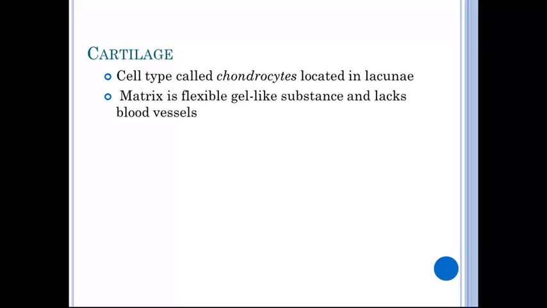Cartilage, which the cell type is called a chondrocyte, is located in the lacunae. The matrix is a flexible gel-like substance that lacks blood vessels. So this is different in that there's a gel-like substance with our cartilage. Bone is calcified, hard-like substance. And cartilage is different from bone in that it lacks blood vessels. This is why the healing and rebuilding process for cartilage is so much slower than it is in bones.